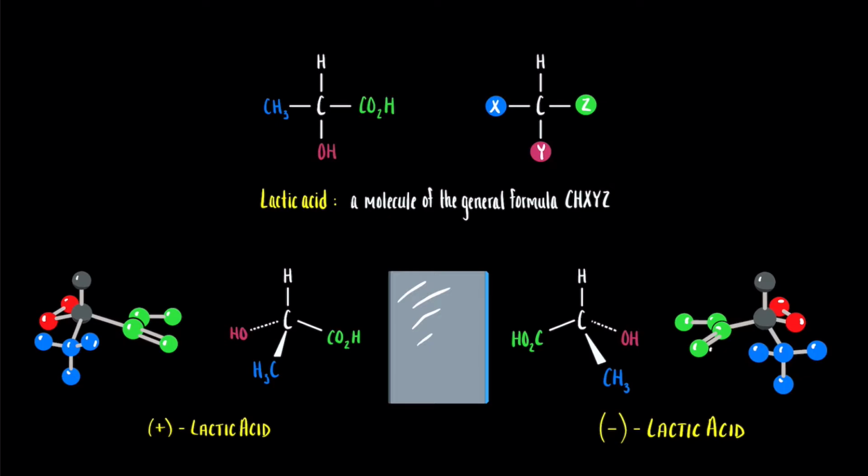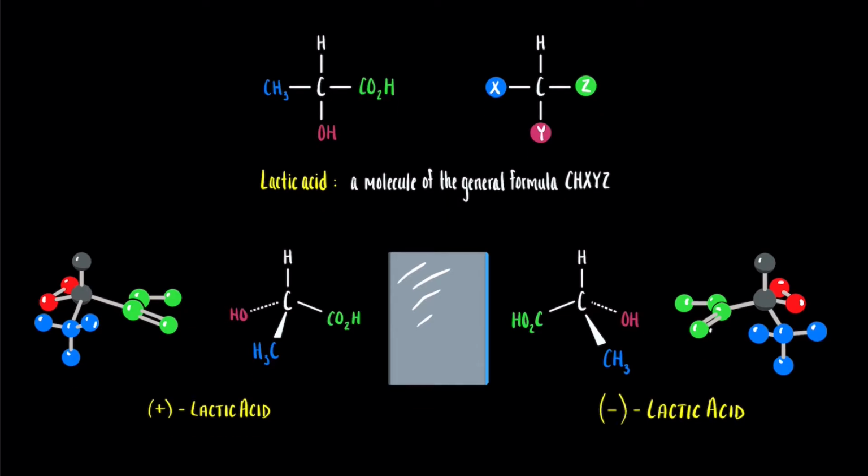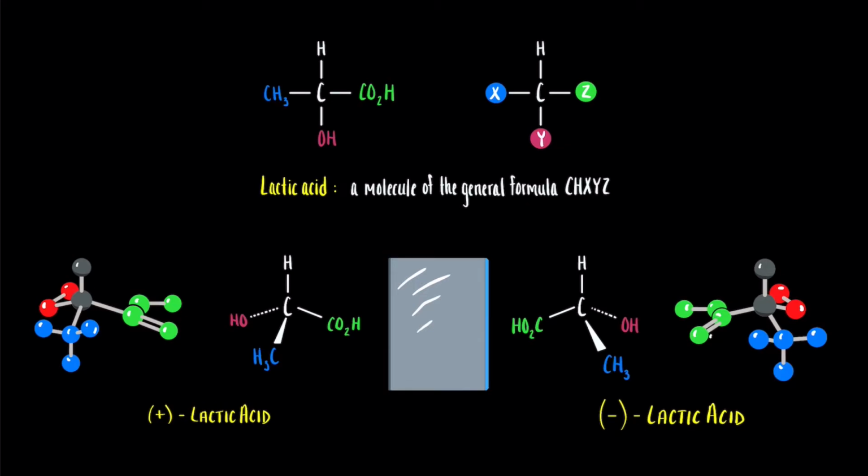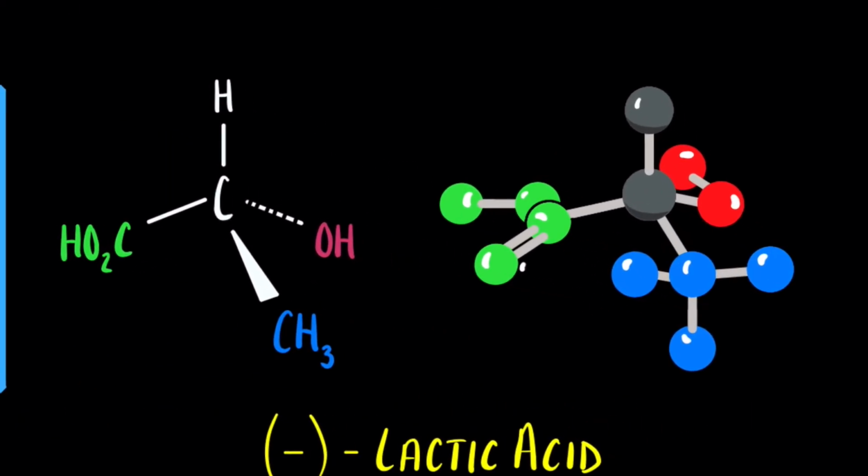So let's take a look at an example of an enantiomer. Lactic acid, or 2-hydroxypropanoic acid, exists as a pair of enantiomers because there are four different groups, an H, an OH, a CH3, and a carboxylic acid, bonded to a central carbon atom. Its two enantiomers are plus lactic acid and minus lactic acid. We'll talk about the plus and minus in another video. The plus and minus refer to how the molecule bends plane polarized light. What's important about this is that no matter how hard you try, you will never be able to superimpose a molecule of plus lactic acid on minus lactic acid.